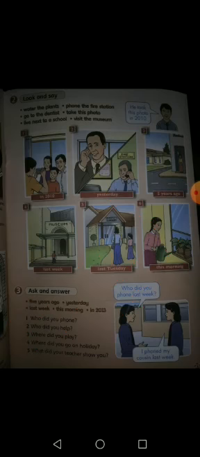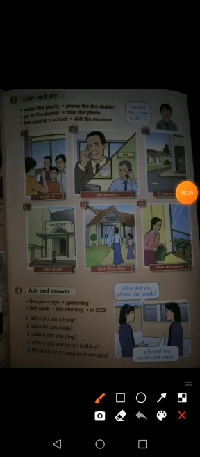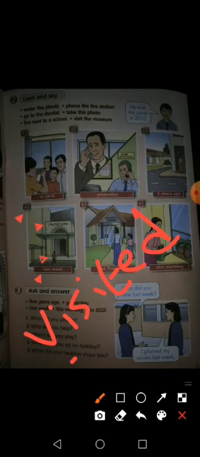So the next one, number 4. Look, here we have last week. Here we have museum and man. So he visited the museum last week. He visited the museum last week. I say visited, because it is in the past tense. Okay, he visited. Okay, student.